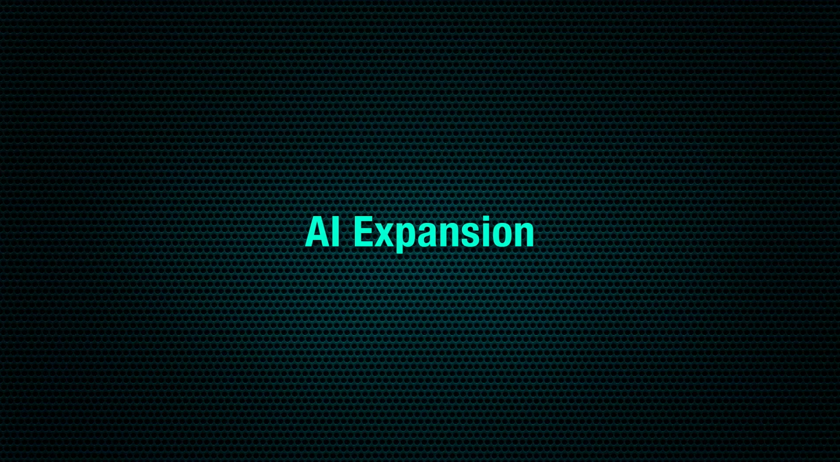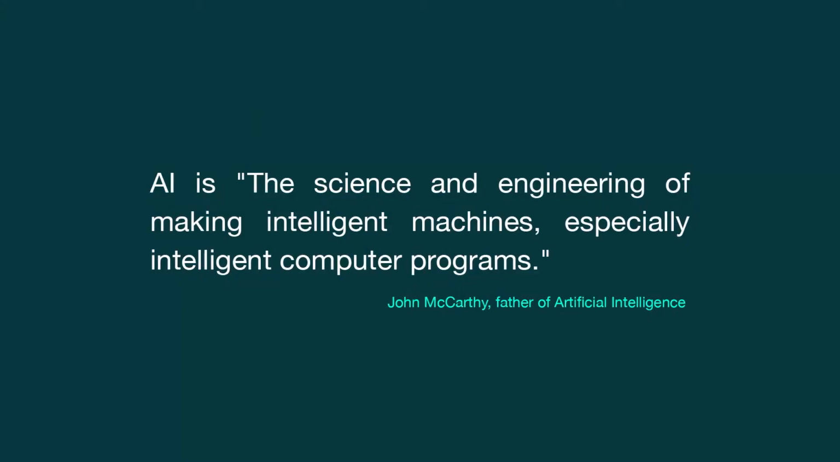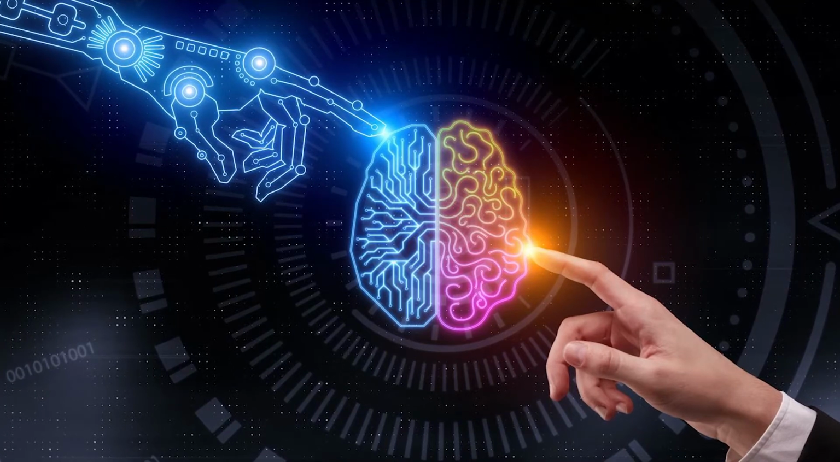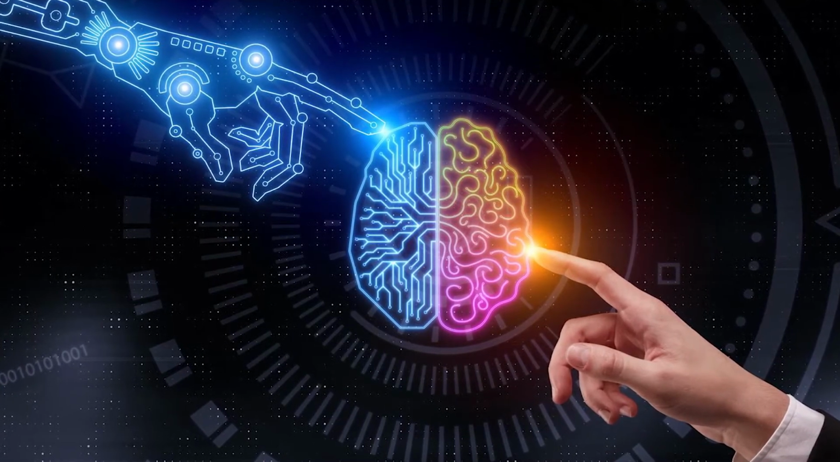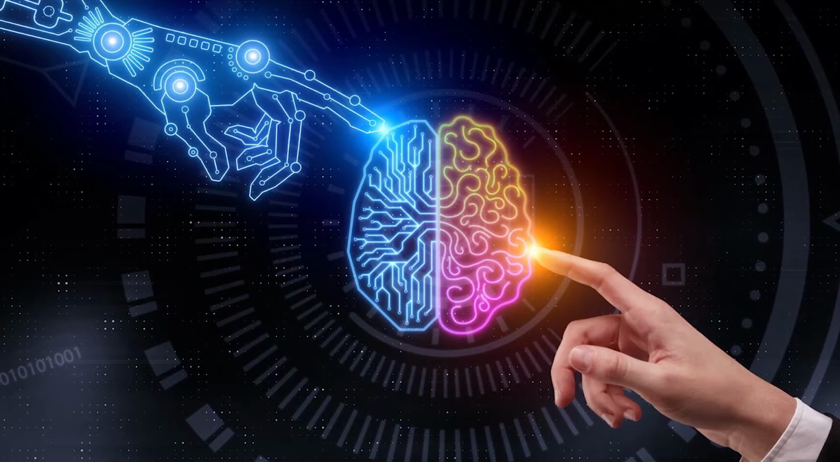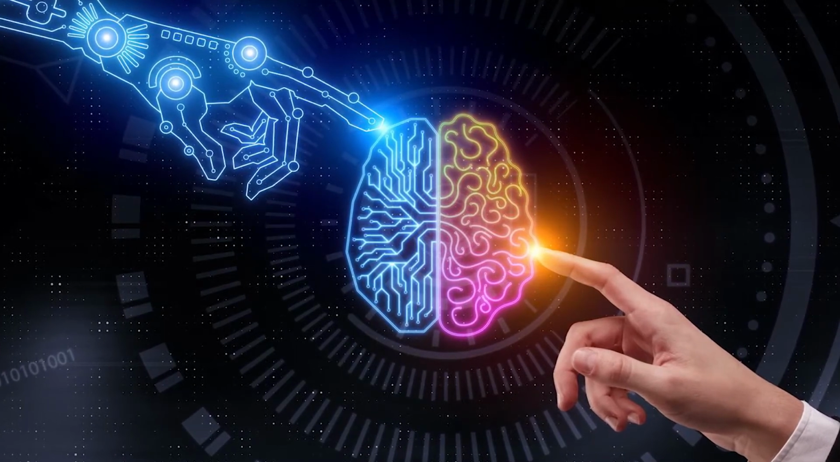AI expansion. AI is the short form of artificial intelligence. According to John McCarthy, father of artificial intelligence, AI is the science and engineering of making intelligent machines, especially intelligent computer programs. It is the area of computer science that involves the creation of intelligent machines that work and react like humans. Some of the activities related to artificial intelligence include speech recognition, learning, planning, problem solving, etc.